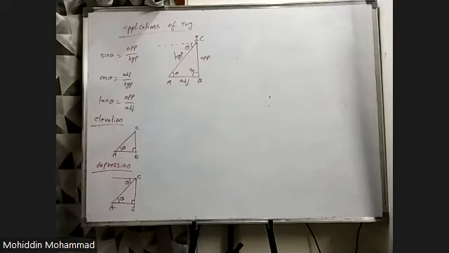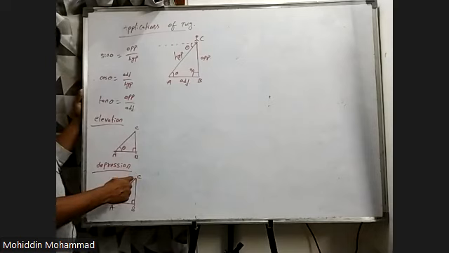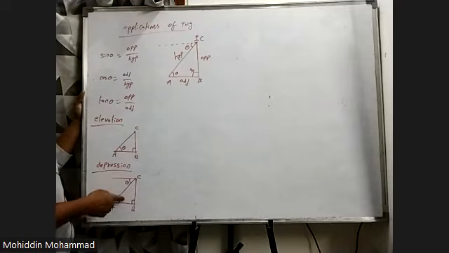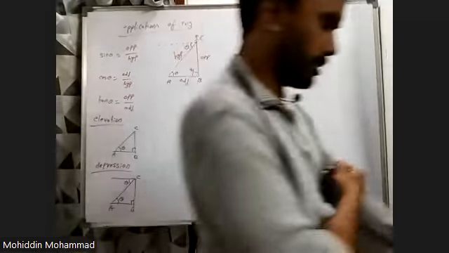Angle of depression means how much you depress your head, how much you are looking downward. So you are at the top, looking downward. This angle is called the angle of depression. Alternate interior angles are equal, so this is also theta. Already explained. I forgot to record.